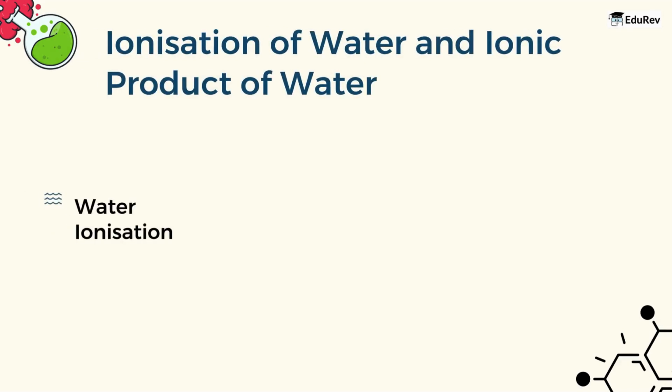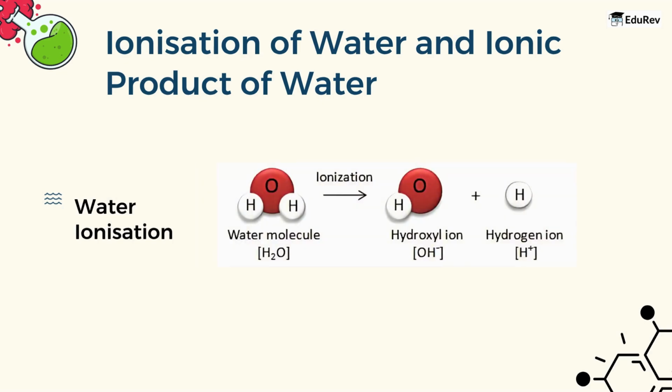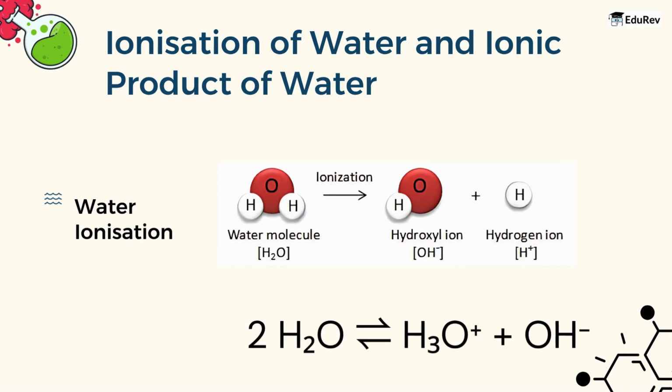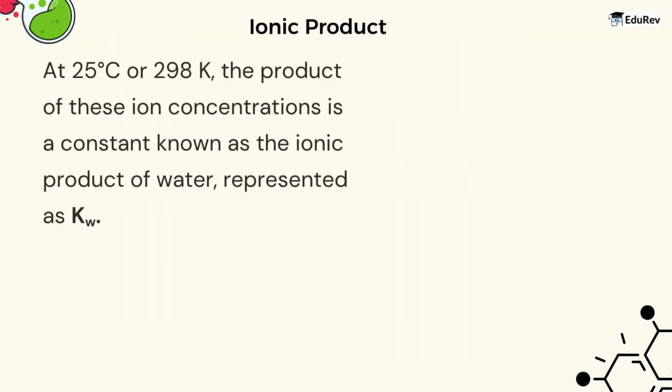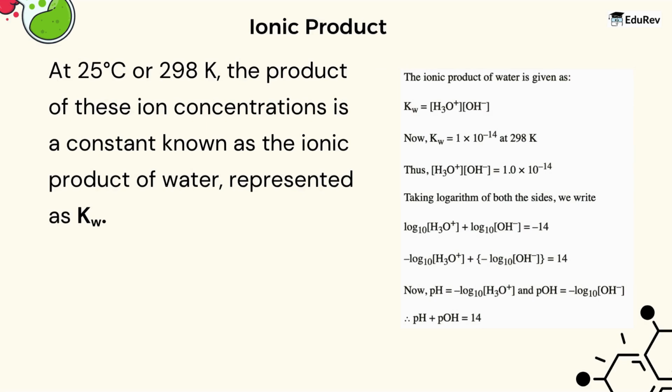Water itself can undergo ionization. This means a very small number of water molecules split into hydrogen ions and hydroxide ions. H2O on ionization gives H plus and OH minus. Or more precisely, 2H2O gives H3O plus and OH minus. At 25 degrees Celsius or 298 Kelvin, the product of these ion concentrations is a constant known as the ionic product of water, represented as Kw.